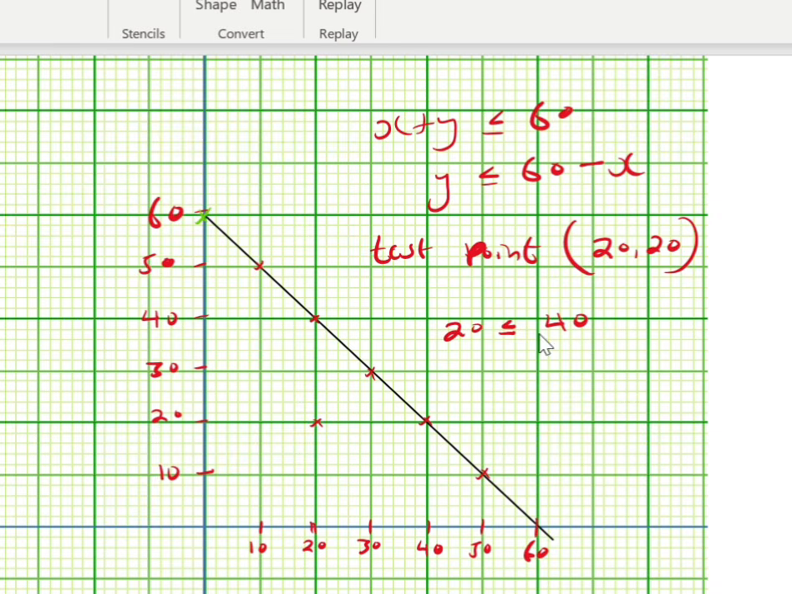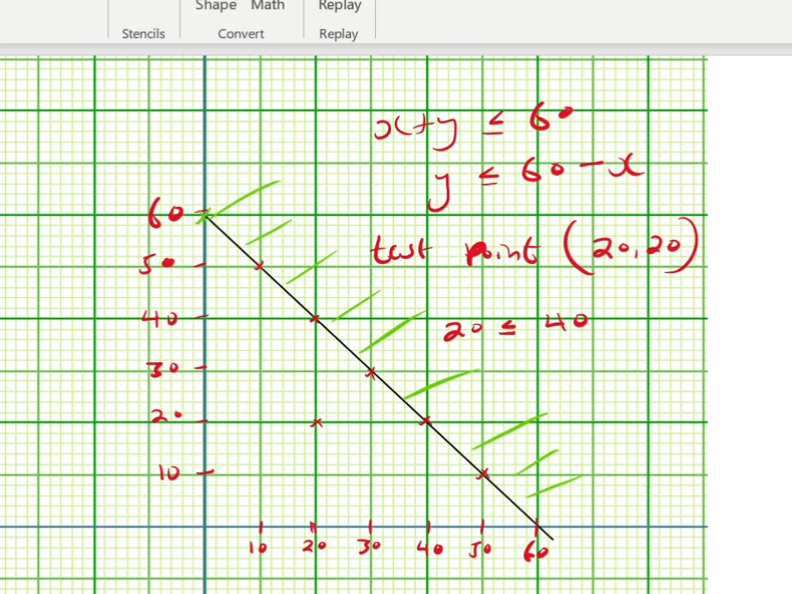Kama ni ukweli, that is the wanted region. Don't shade it. Kama ni uongo, shade that side. So we know that 20 is less than 40. So this is the wanted side. And therefore, una shade wapi? Una shade hii side ingine ya juu. Sawa sawa? So that is the unwanted side.